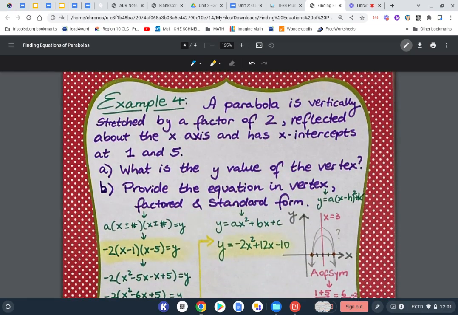This one is the most interesting one. Why? Because a parabola is vertically stretched by a factor of 2, reflected about the x-axis, and has x-intercepts at 1 and 5. They want you to find the y value of the vertex. And they want you to provide the equation in all 3 forms: vertex, factored, and standard form. Take this problem full circle and you're good to go.